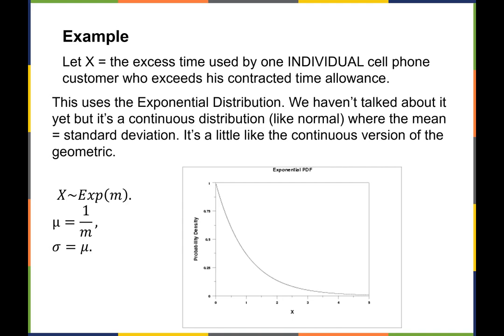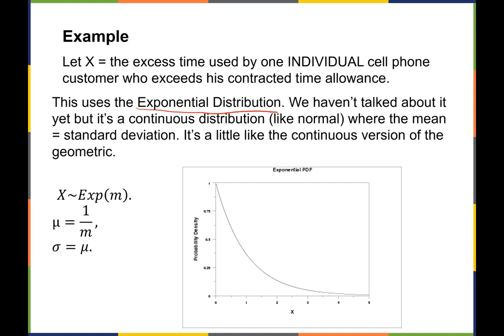It tells us in the description that this uses the exponential distribution. Now, we haven't actually talked about the exponential distribution yet in this class, but it is a continuous distribution like the normal distribution or the uniform distribution. But in this one, the mean is equal to the standard deviation. And it's a little bit like a continuous version of the geometric.